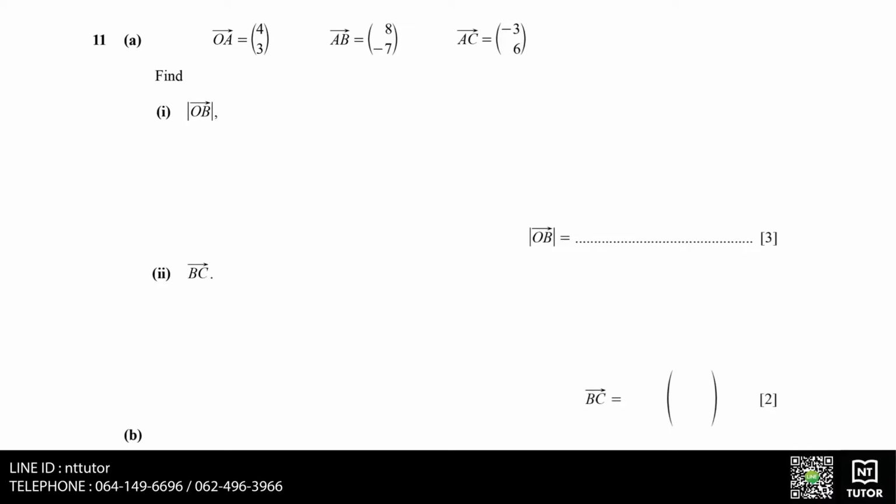Vector OA is (4, 3). Vector AB is (8, -7). Vector AC is (-3, 6). Find the modulus of OB.